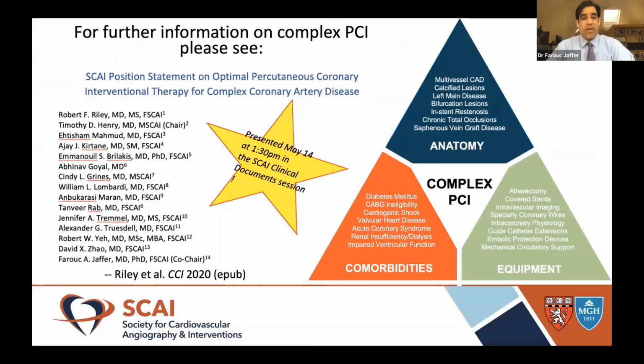For those who are interested in complex PCI, SCAI has recently put out a position paper about some of the aspects of complex PCI. I do encourage you to read this. This was just published in CCI a few days ago and is openly available.